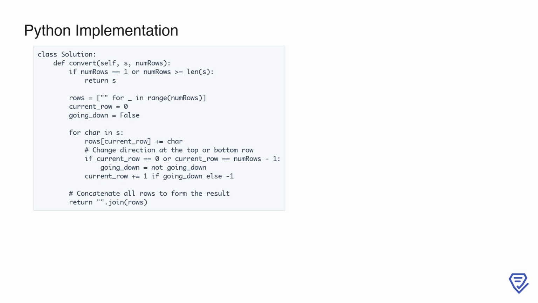The main logic iterates through each character in the input string s. For each character, it appends the character to the current row. If the code reaches the top or bottom row, it toggles the direction by flipping the going_down variable. After processing the character, it moves to the next row, either incrementing or decrementing current_row depending on the direction. Finally, the code concatenates all the strings in the rows list and returns the result. This efficient approach ensures that the zigzag pattern is built in linear time, making it well-suited for the problem's constraints.